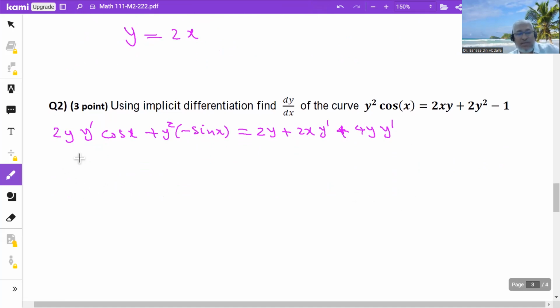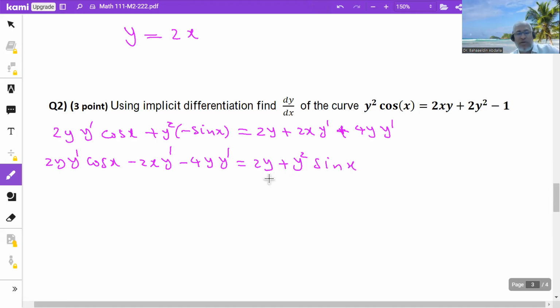And then the second step, all the terms with y prime, keep them on one side. Let us keep them on the left-hand side. And I have 2y here, and let me take this term to the other side. This is negative y squared sine. If you take it to the other side, it would be y squared sine. And now you can take y prime as a common factor from the terms in the left-hand side.